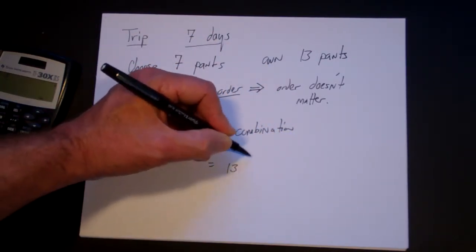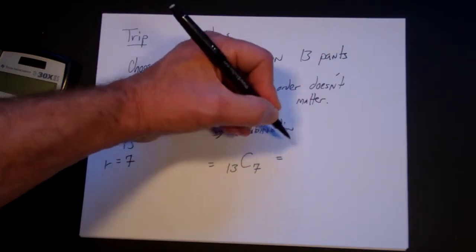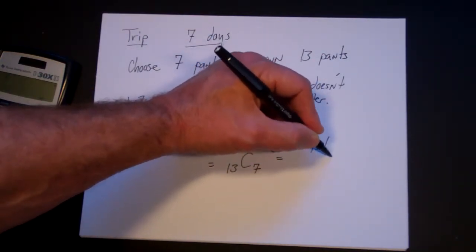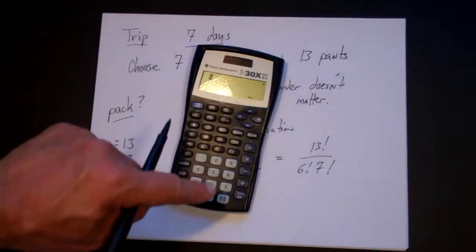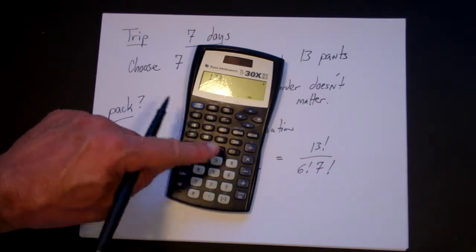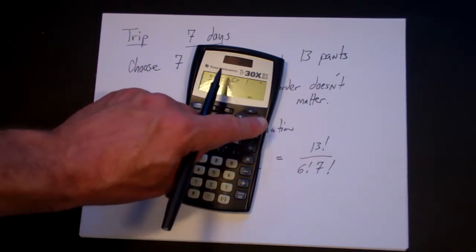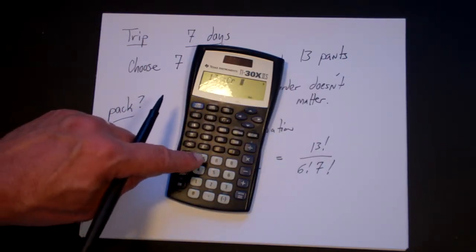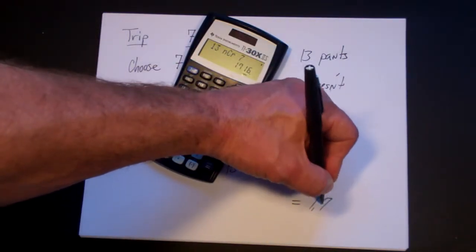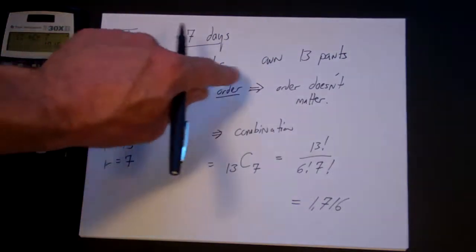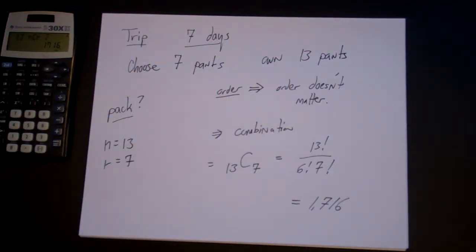And it's going to be 13 choose 7. We could do that by hand, that would be 13 factorial over 6 factorial times 7 factorial. I'm just going to do this on my calculator. I go 13, I look at PRB, and I go to choose, and I choose 7. And I get 1,716 ways. In other words, there's 1,716 ways to choose 7 pairs of pants out of 13 if I don't care about what order I put them into my suitcase. And there's an example of a permutation problem and a combination problem.